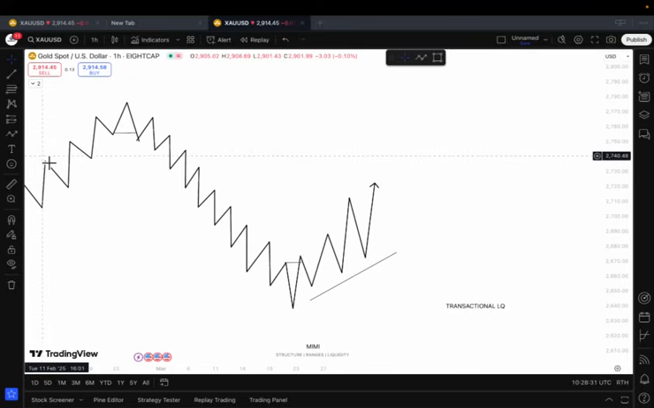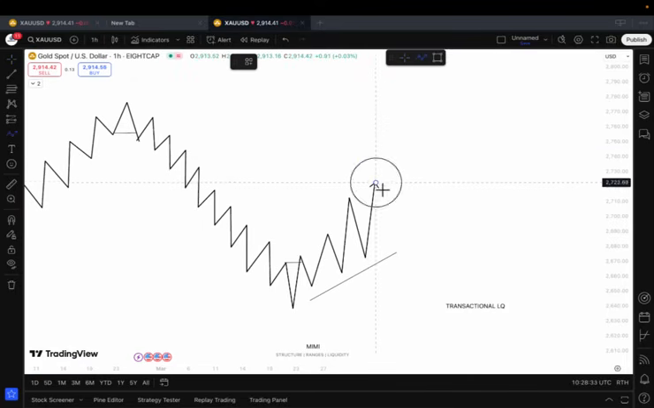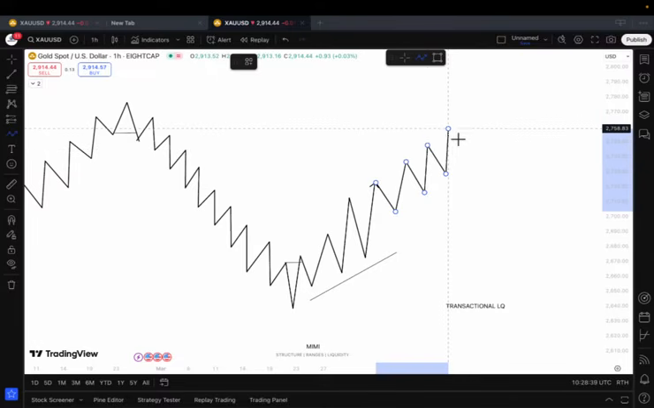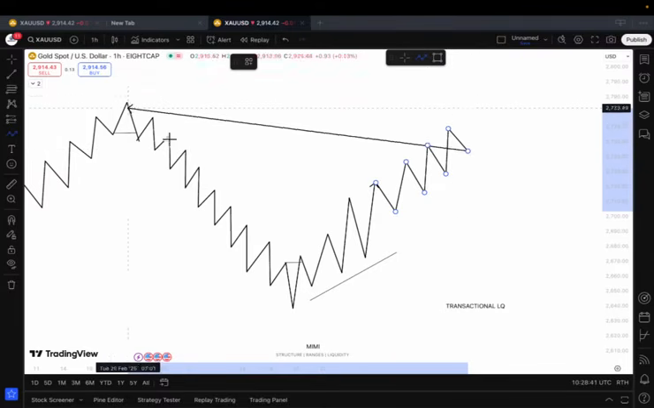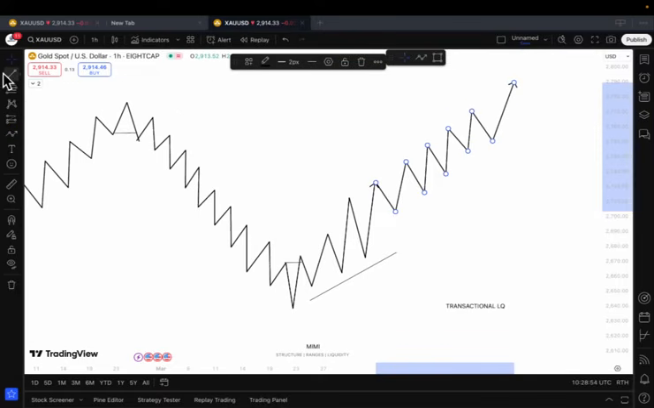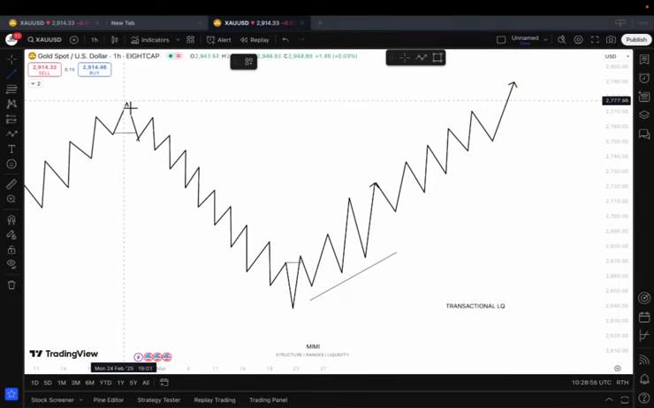Now, this is how it moves. Clearing of TLQ. The short form of transactional liquidity is TLQ. So it keeps clearing them to the range high. Now, if it successfully gets to the range high, it decides if it should take out the range high or not. If it takes out the range high, then we have this.